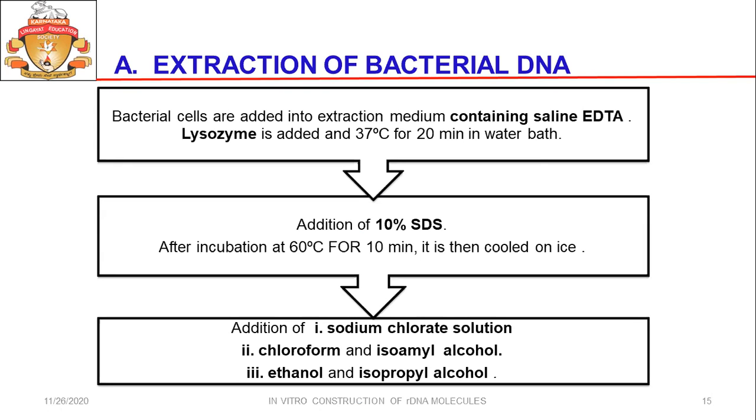Then we add chloroform and isoamyl alcohol. So isoamyl alcohol is an anti-foaming agent. It doesn't form foam while extracting DNA. And chloroform helps in the extraction of DNA easily. Then ethanol and isopropyl alcohol. The ethanol and isopropyl alcohol help in purification of DNA.